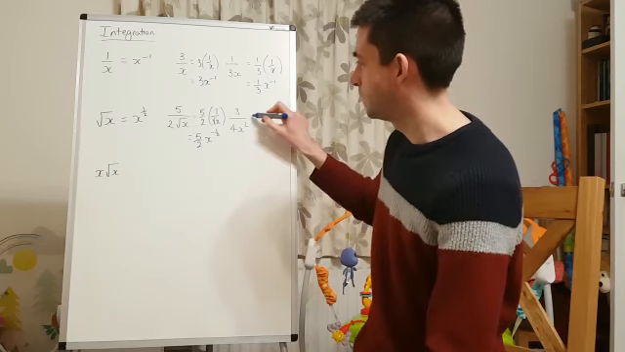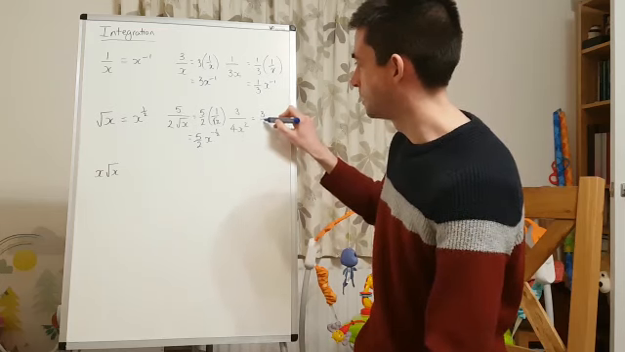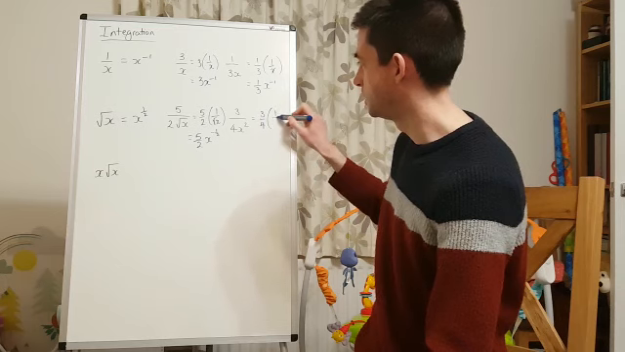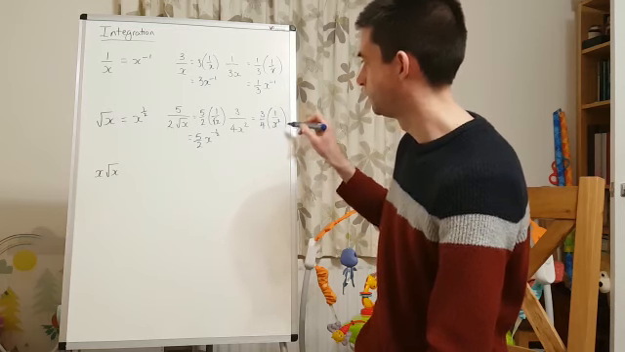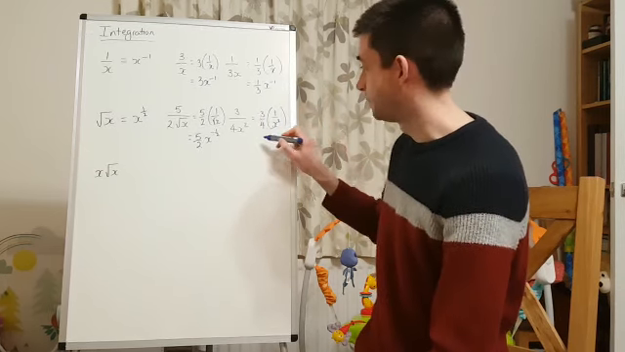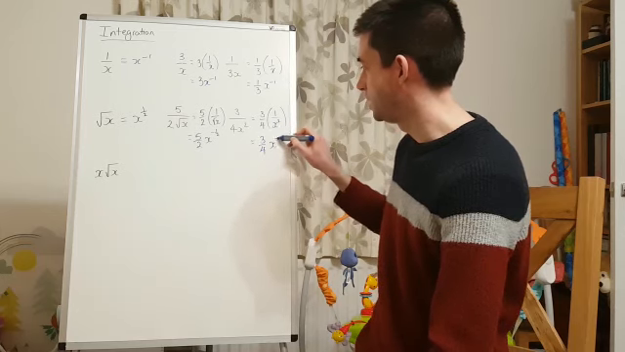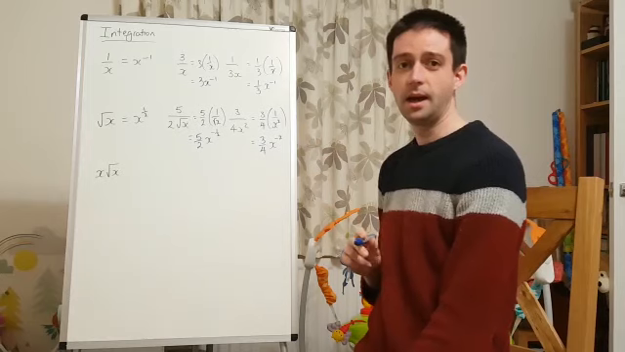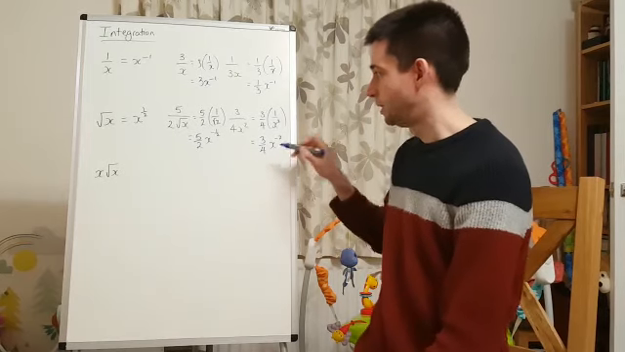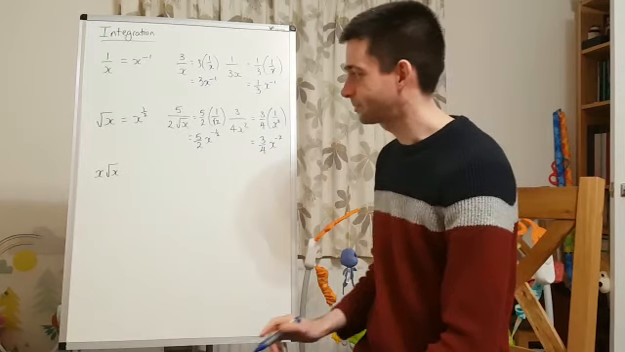Next one along, 3 over 4x squared, or again, let's write that as 3/4 times by 1 over x squared. 1 over x squared, x to the power of minus 2. So we have 3/4 x to the power of negative 2, number x power.